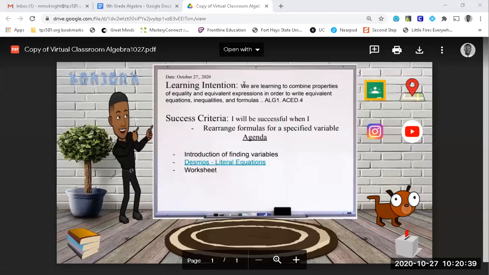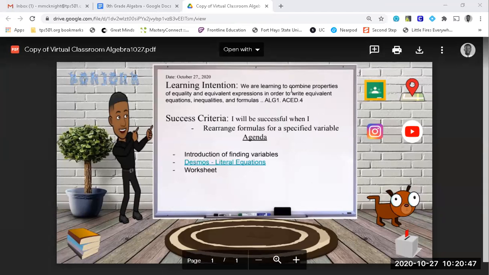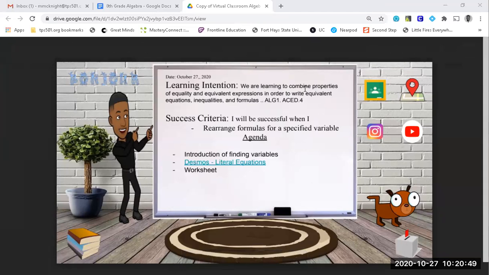All right, so for today's class, we're going to be jumping into ACED, that one of the algebra standards. Our learning intention states that we'll be learning to combine properties of equality and equivalent expressions in order to write equivalent equations, inequalities, and formulas.